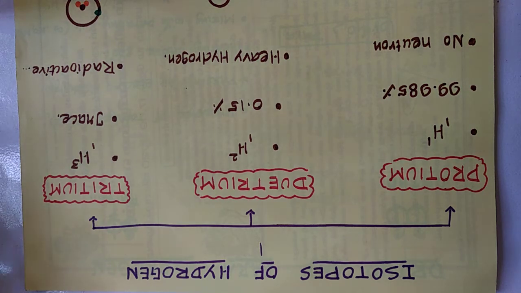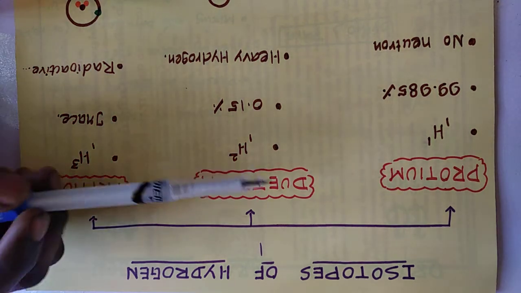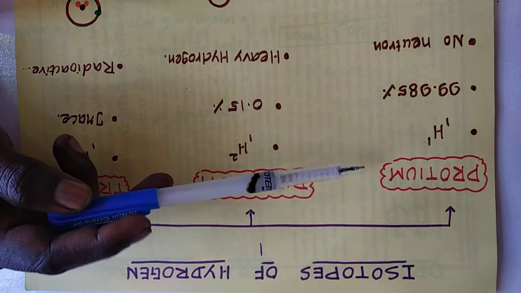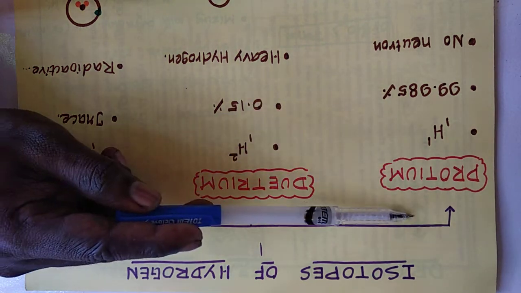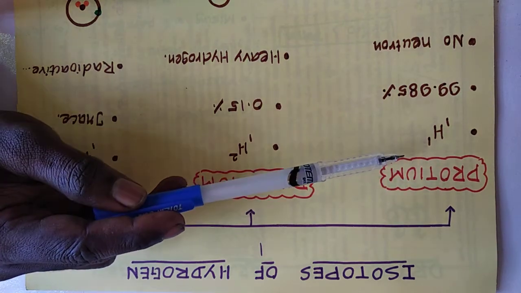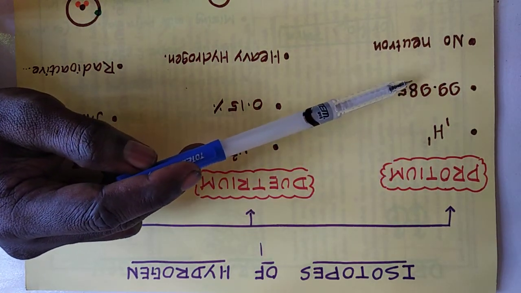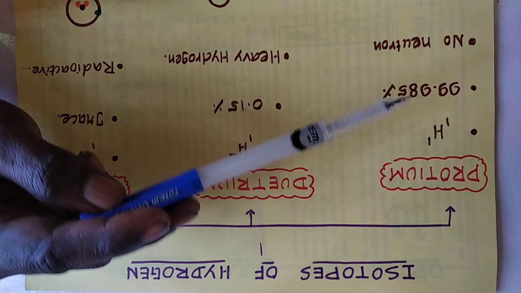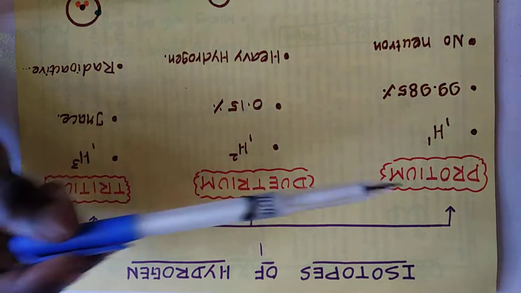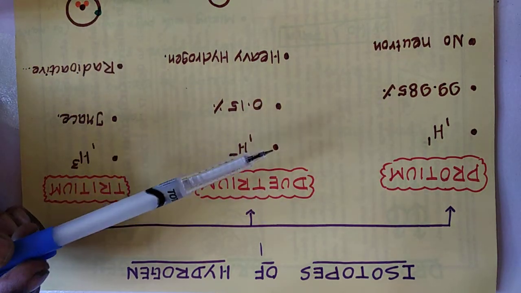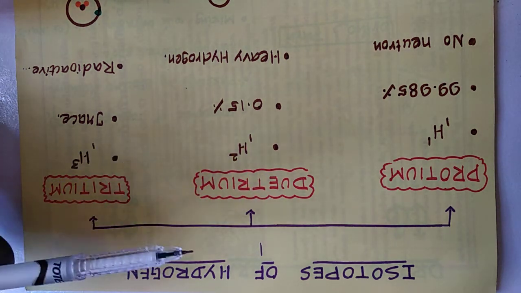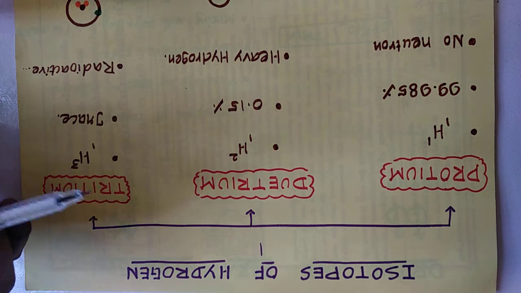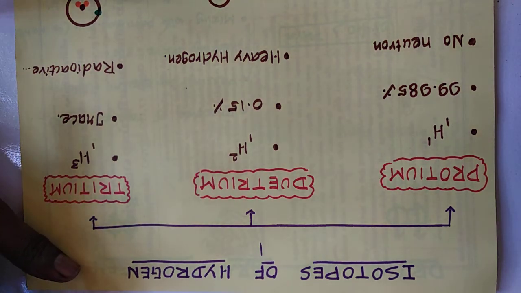Then their abundance, their availability in the earth crust. Normally, if you trap the hydrogen gas and analyze the percentages of each isotope, the major part will be contributed by protium. It's around 99.985%. The normal hydrogen contains the protium isotope. Then about 0.015% is deuterium, and tritium is present only in trace quantity, a very very small quantity.